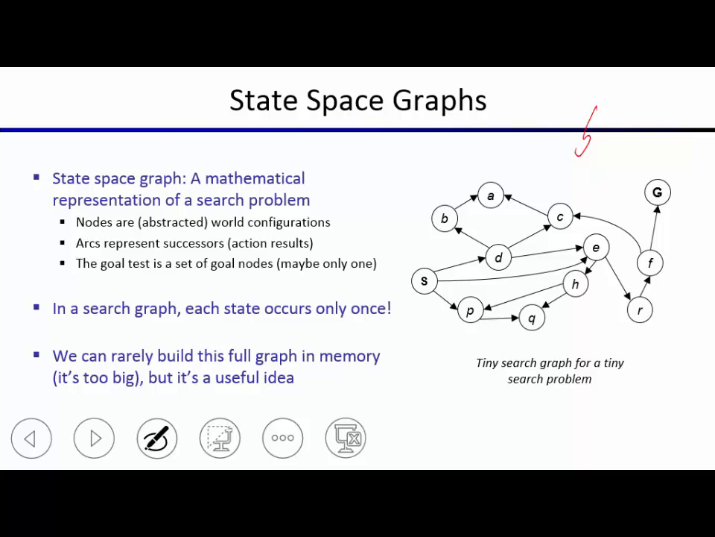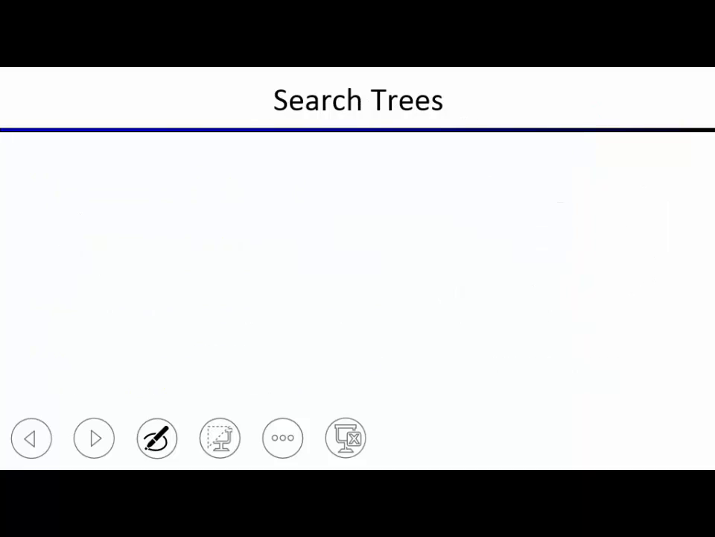Okay? So a lot of the game that we're after here will be to effectively reason about this state space graph without ever fully building it. We want to somehow find a solution in this graph without building the graph. So how would we do that?